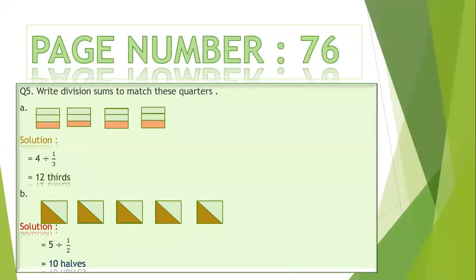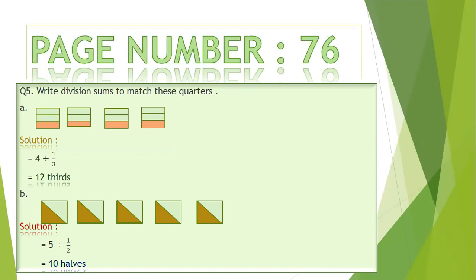Question 5 is write division sums to match these diagrams. We have done the multiplications instead of the addition with the help of diagrams in the previous topics. Now you see in question 5, in all the parts diagrams are given and we will write it in words. In the first diagram, 4 shapes are given, 1, 2, 3, 4.